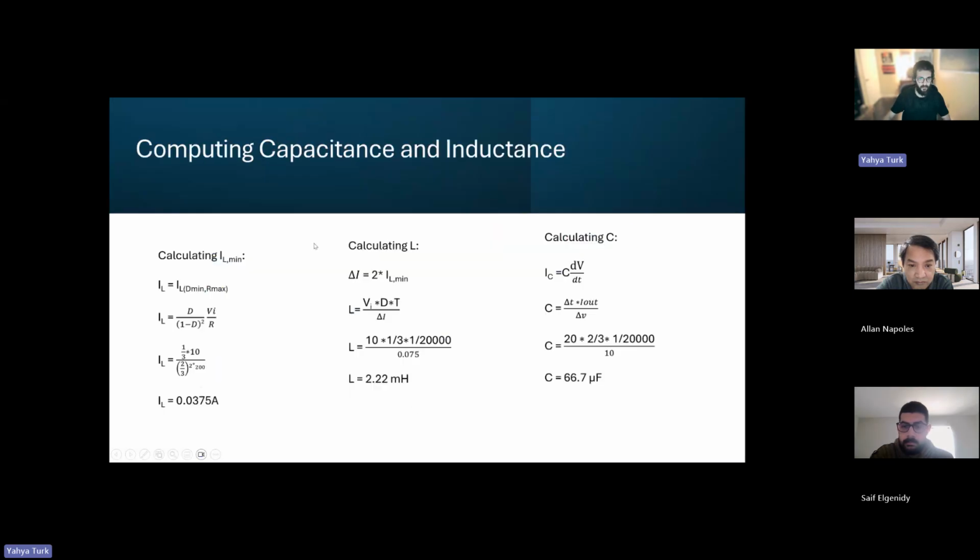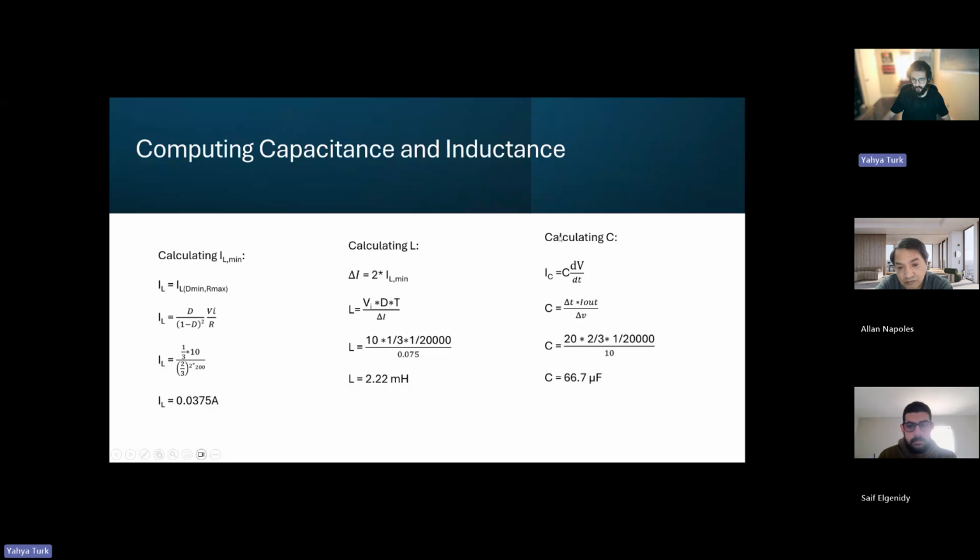So for calculating the L, we had to calculate the minimum possible current in an inductor, and that happens at D min, R max. And using our equation derived from the slide below, we get 0.0375 amps. We want our ripple to be twice that, so that this minimum current happens in the middle of the ripple. So our delta I is 2 times I min, and subbing in our D and R values from the I min equation, we get our inductance of 2.2 millihenry.